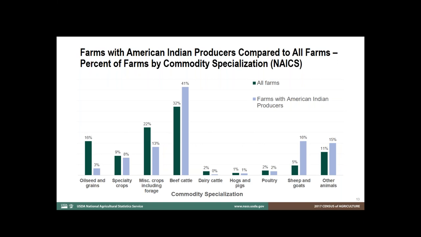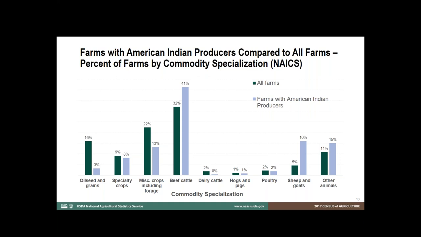So one of the things the census does is it enables us to take an in-depth look at farms operated by people of specified race groups. Because it's a census of all farms in the U.S., we mailed out forms to 3 million people and counted a little over 2 million farms. We have a lot of data, so we can slice and dice that data in various ways.